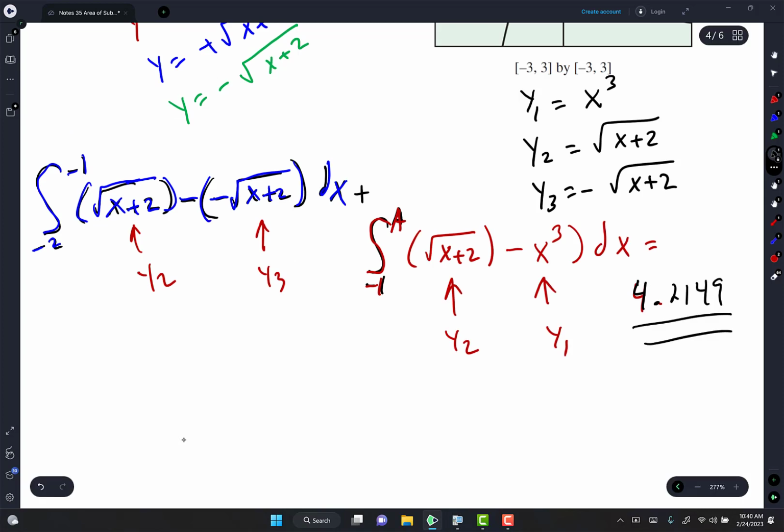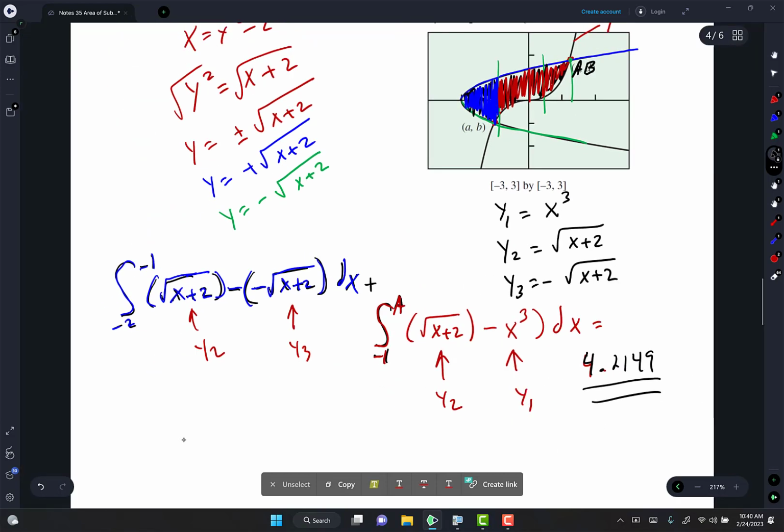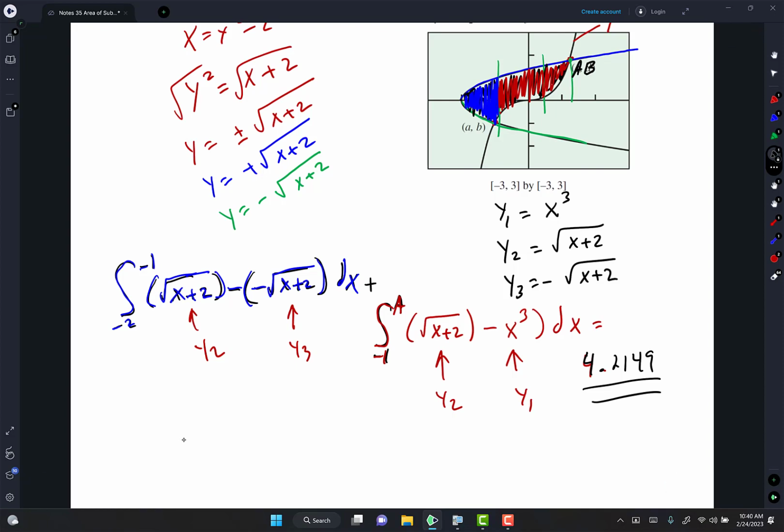You guys saw how much work that was, right? If you would have done it, all right, guys, focus, focus. If you would have done it with respect to y, you only have to do one integral. You don't have two. And all that work.